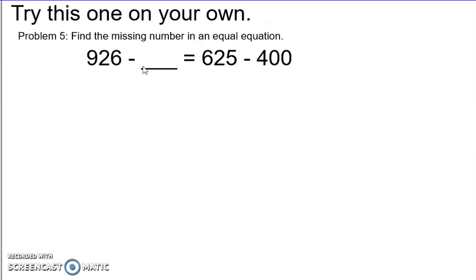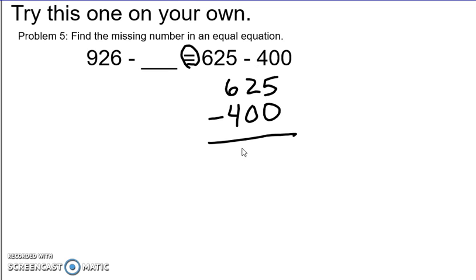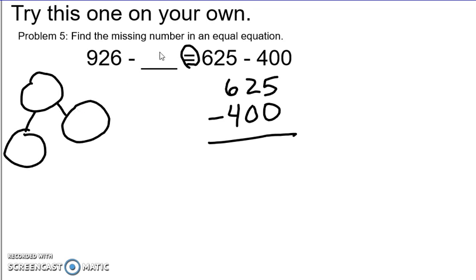You are going to try this missing equation on your own. Here is your equal sign. You need to start by finding the number that is not missing. So start by subtracting 625 minus 400. After you have found this answer, draw your number bond to help you decide if you need to add or subtract to find your missing number. When you're done with this problem, you're done with the review for today.